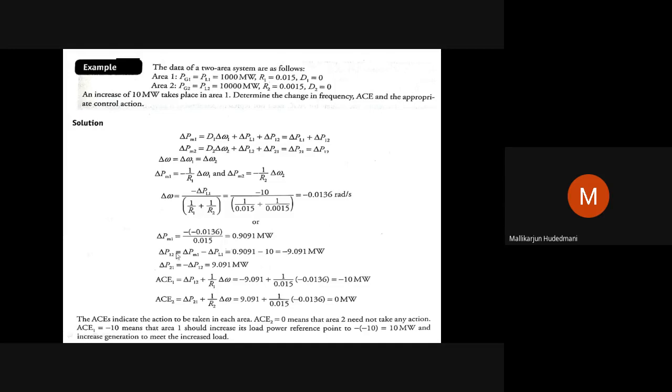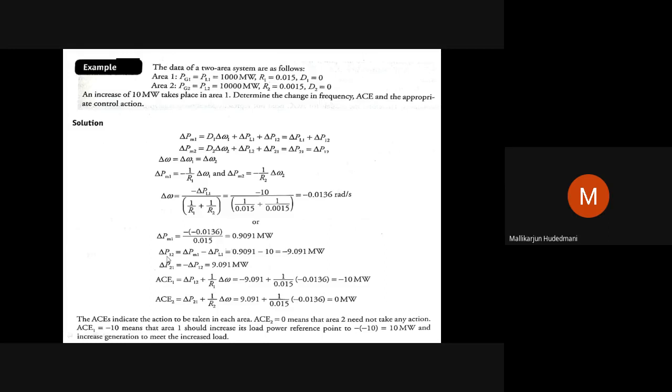Then what is the proportionate pickup taken by area 1? Delta PM1 is, by this equation, minus delta omega divided by R1. You can see minus delta omega. What is delta omega? Delta omega is a drop in frequency, so it is already a minus here. Originally there is a minus outside, and delta omega is again a dip here. This minus cancels off. What remains is delta omega divided by its droop R1, which makes 0.9091 megawatt of additional compensation. So for a change of 10 megawatt, there is a compensation of 0.9091 megawatt from area 1 itself.